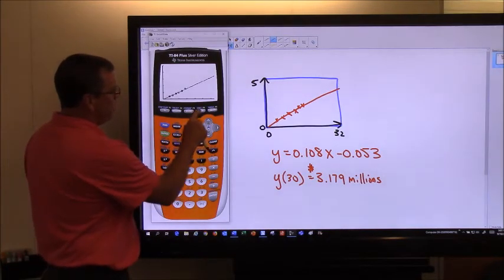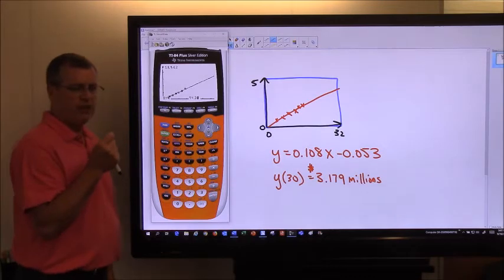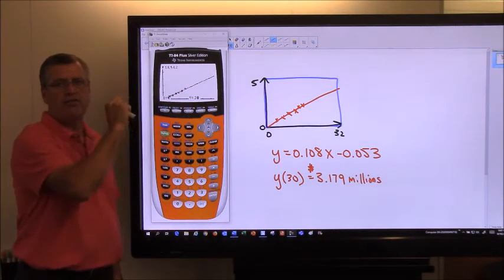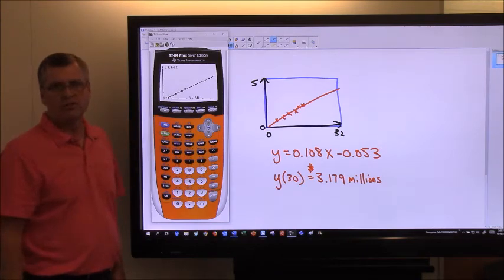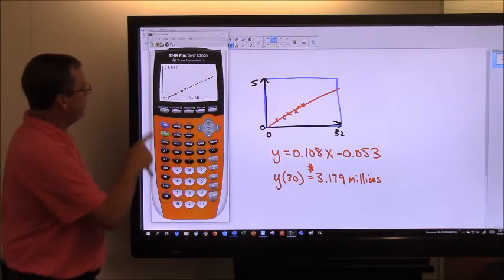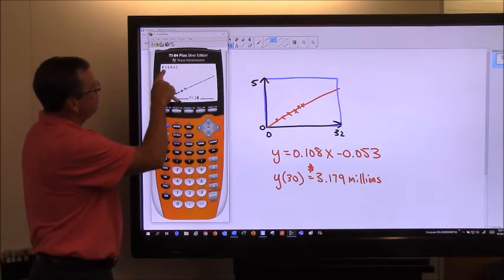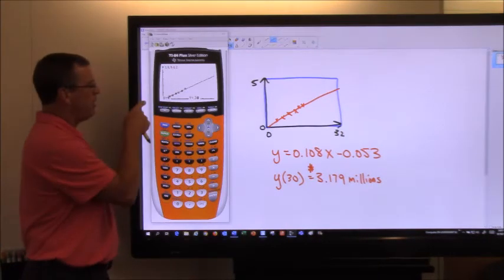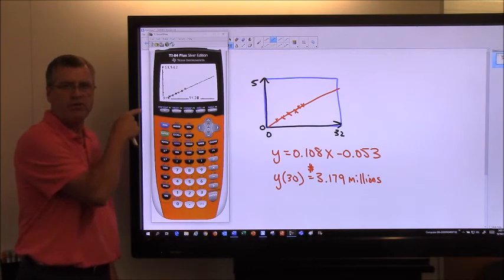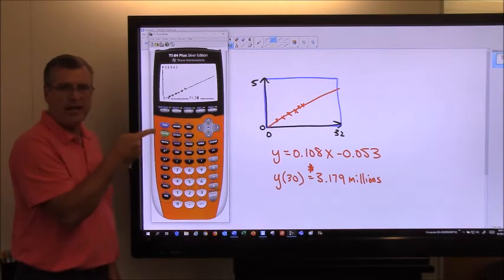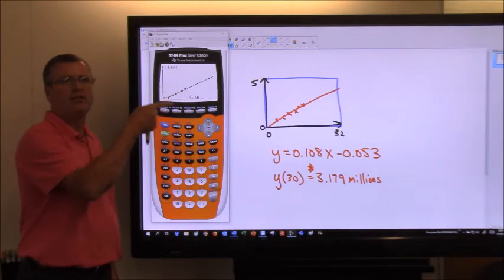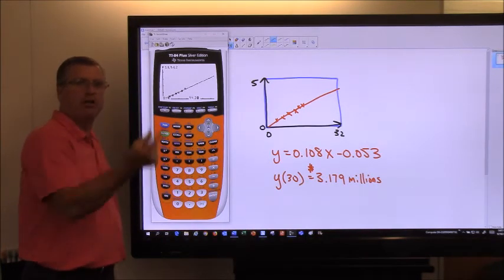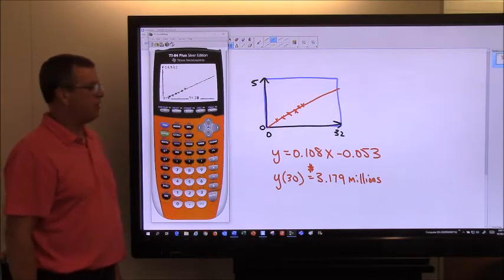When you hit the trace button, what the trace allows you to do is to trace along the graph and see XY coordinates. Right now, if you look up here in the top left-hand corner, it says P1. That stands for plot 1. I'm not on the equation, I'm on the points. In order for me to trace, I have to be on an equation that I punched into the y equals location. I didn't punch it in, but it got put there when we did our linear regression.